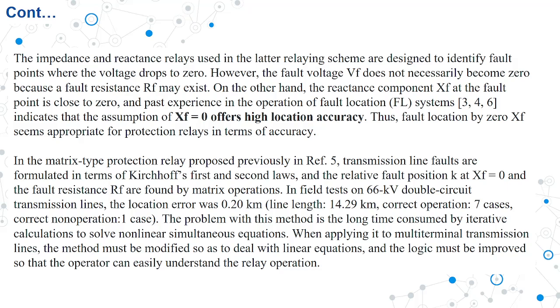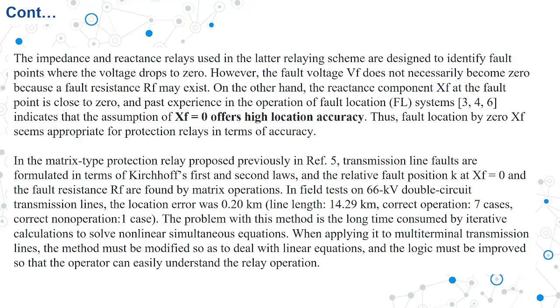But the point is close to zero, but it is not to be zero, it is close to zero. Then the fault occurs in a system like 3, 4, 6 indicates the assumption of XF equals 0 offers high location accuracy. But when the reactance occurs, when the fault location of the faulted location is not 0, then the accuracy gets reduced.